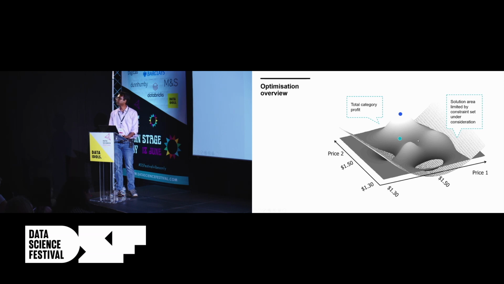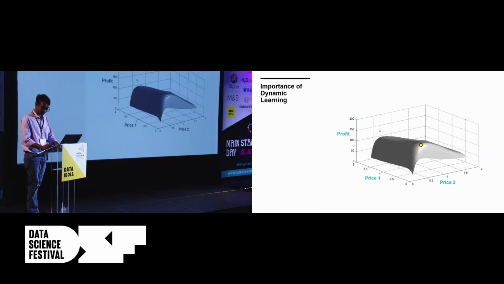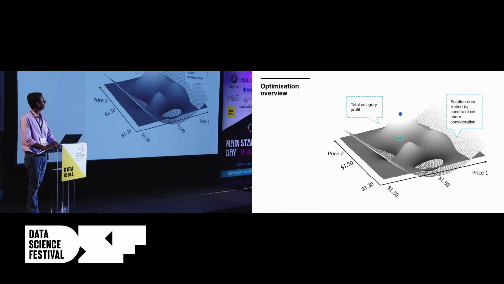So what we do, we start with the current price point that we have seen in the latest week. This green dot is basically showing the current price of these two products. Then, through the optimization algorithm, through gradient descent or ascent, we try to find the local maxima around this point. That's the optimization problem that we are trying to solve in this small example.